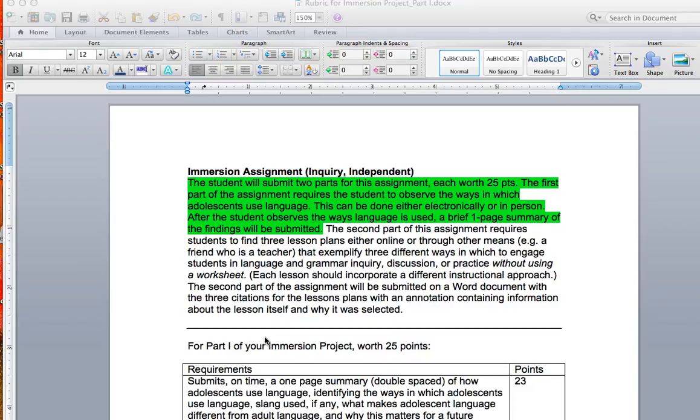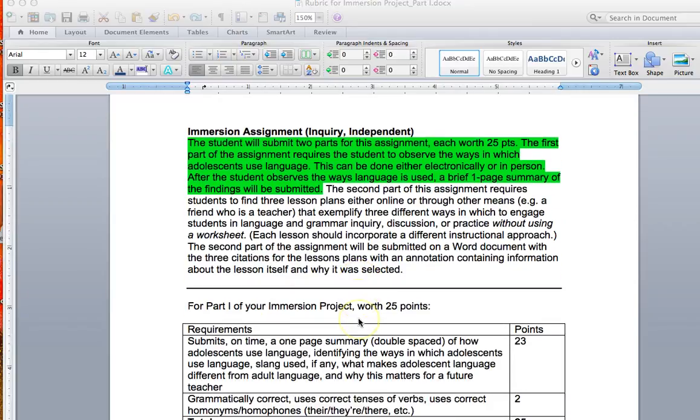Okay, let's start with the immersion assignment. There are two parts to this assignment, each worth 25 points. The very first portion of this, which is due fairly quickly, your immersion assignment part 1 is worth 25 points.